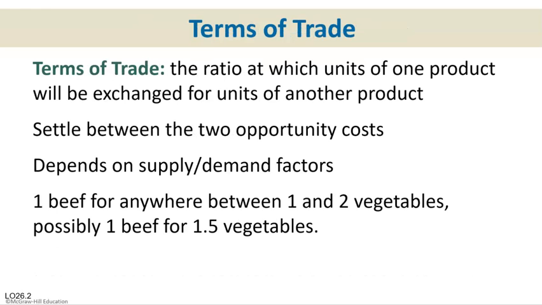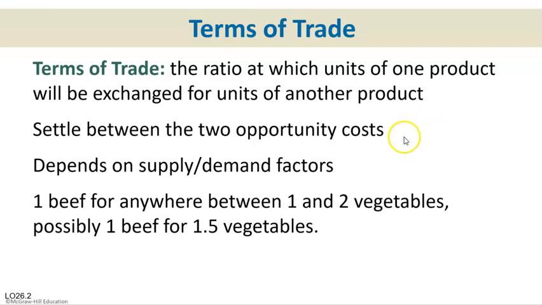Once we've figured out what the two countries are going to produce and then export, we need to know what the terms of trade will be. This is sort of like the price of the good, but instead of having a dollar value, we're going to be looking at the ratio that they trade one for the other. So one ton of beef will trade for 1.5 tons of vegetables. We'll see that in our example. How do we get to that answer? This is called the terms of trade. It's the ratio at which they trade one product for the other product.